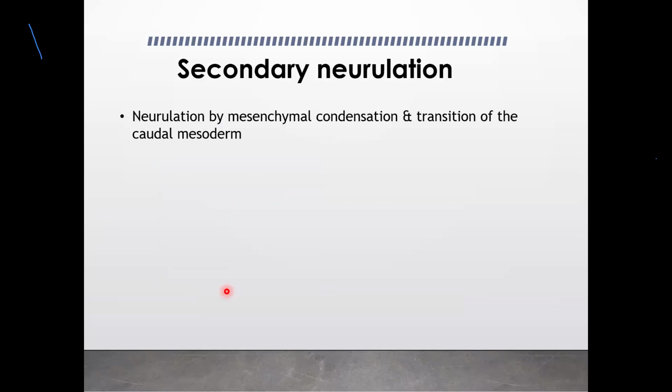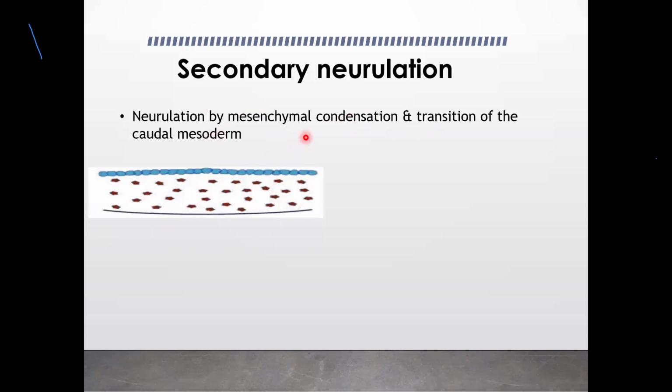What about secondary neurulation? For secondary neurulation, this one is coming from mesenchyme. So this one won't have any induction from the notochord, but this is neurulation by mesenchymal condensation and transition from the caudal mesoderm. A point to appreciate is that it's coming from the caudal end. So how then does it come across? You have the ectoderm, you have the mesoderm, and then you have the endoderm. So it's coming from mesenchymal condensation.